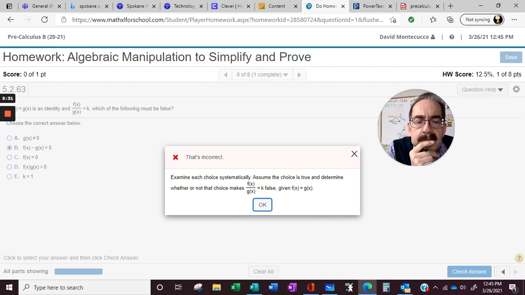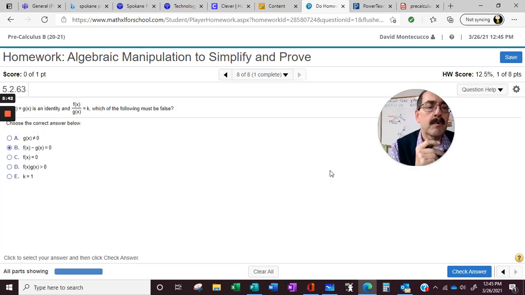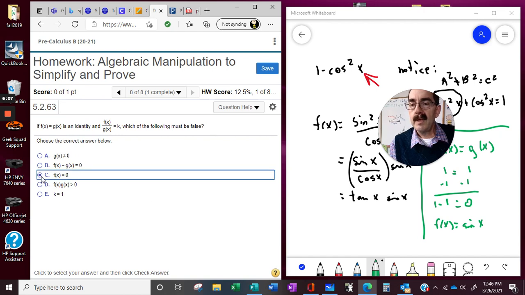Examine each choice systematically. Assume the choice is true and determine whether or not k is false. Oh, which one is false? Okay, sorry. Which one is false? It can't be C. It could be 1. 0 is equal to 0. I'm going to say okay. I'm going to try C. It can't be 0. F of x can't be 0.